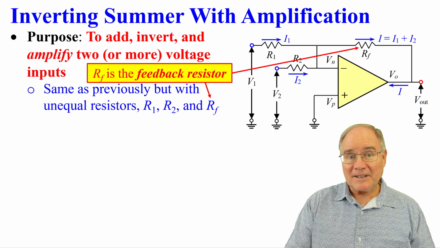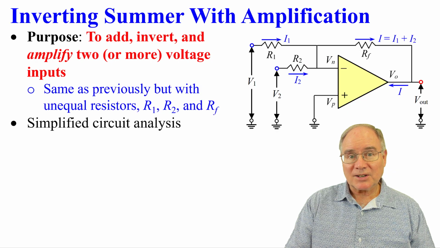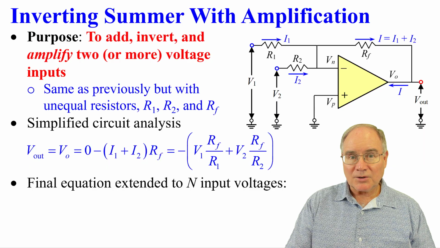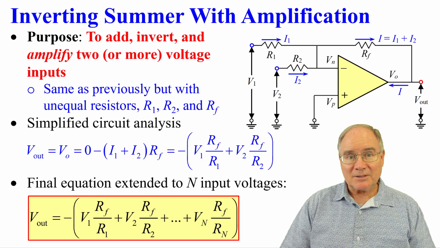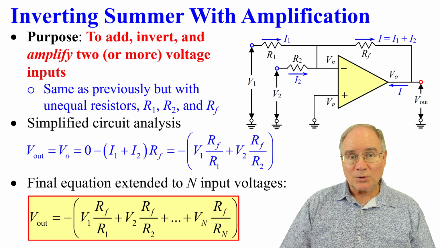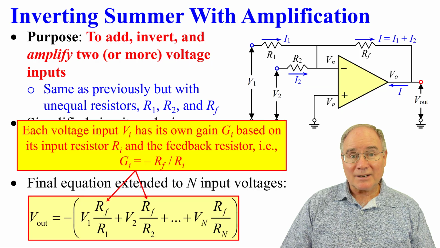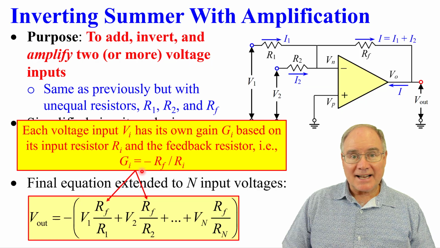Resistor RF is called the feedback resistor. Here's our simplified circuit analysis. Again, we use Ohm's law, and the simplification is that Vp equals Vn, which is 0. And I'll show the final result for N input signals rather than just 2. Vout turns out to be the negative of the quantity of each voltage input multiplied by the ratio of resistors. So each voltage input has its own gain, which is the ratio of the feedback resistor to the resistor associated with that input signal. So Gi is negative RF over Ri for each one of these input voltages.